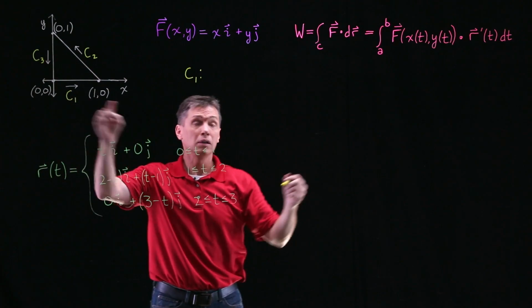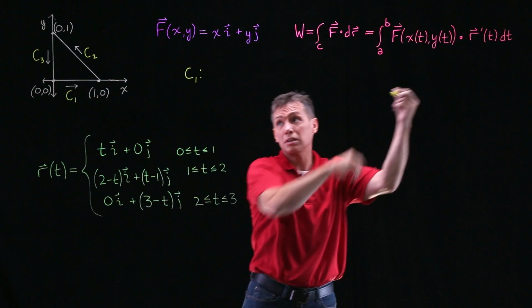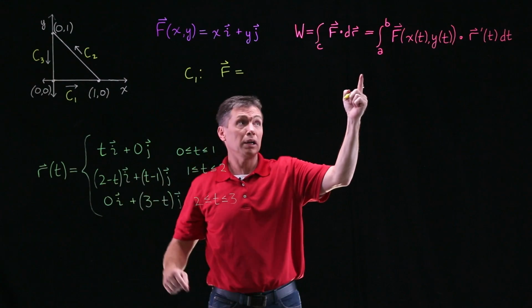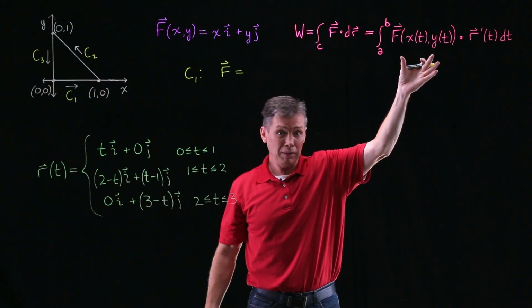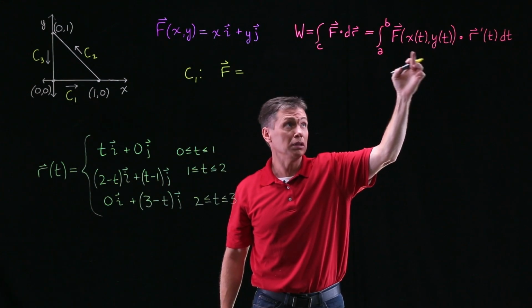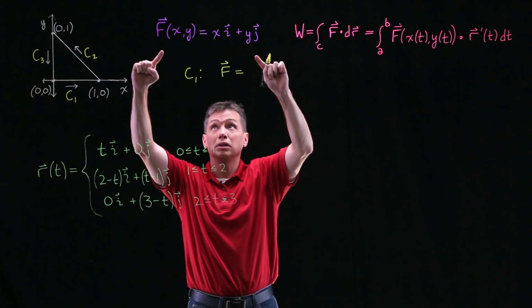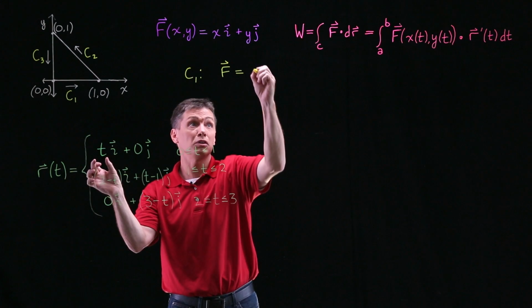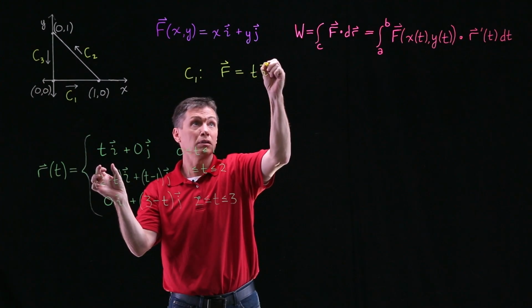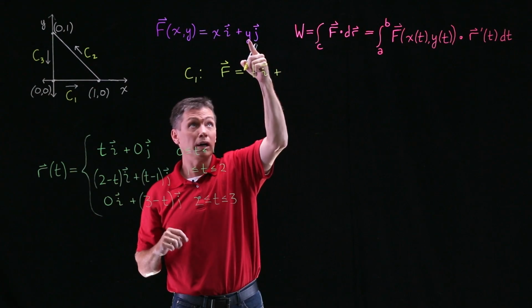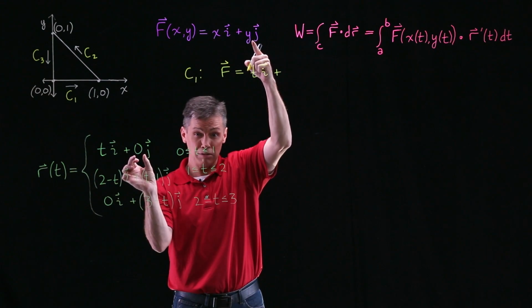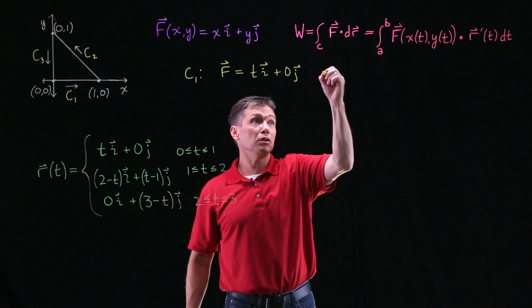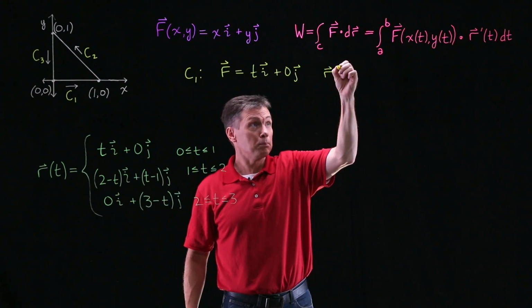So for C sub 1, I need to find this F function. Let's first get a handle on that. F will equal, and I'm looking at the formula, and that tells me to plug in x of t and y of t into capital F. Capital F is right here. So I'm going to put x in from here, the t. So I just get t i vector, plus the y, which is your component for the j vector here, which is 0 again. Okay, that's my F.